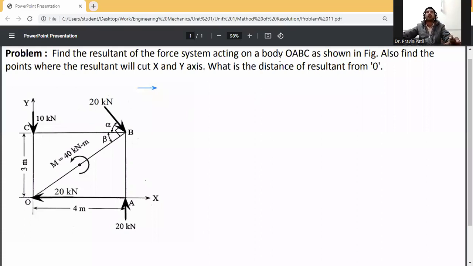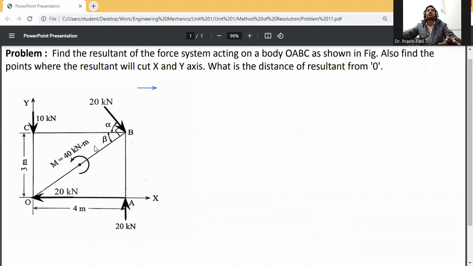System acting on a body OABC as shown in the figure. Also find the points where the resultant will cut the x and y axis. What is the distance of the resultant from O? So these are the forces acting at A, B, C, D, and O. This is a coplanar non-concurrent force system.